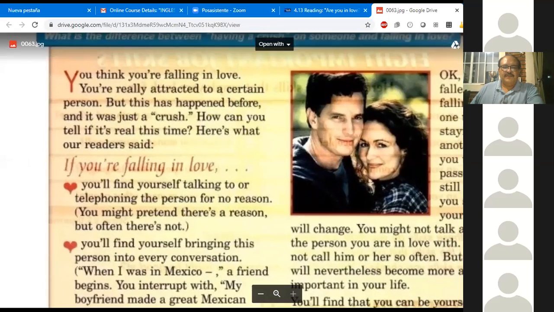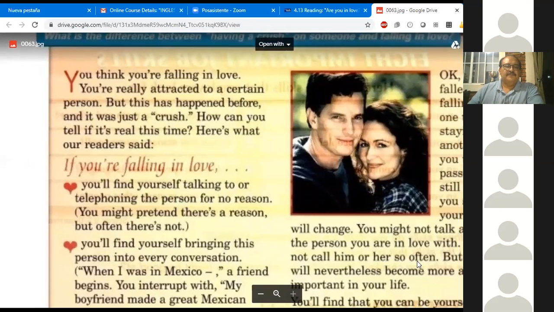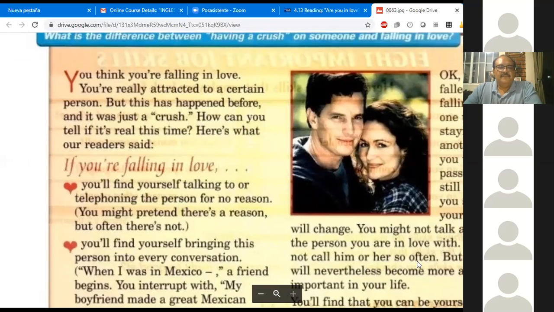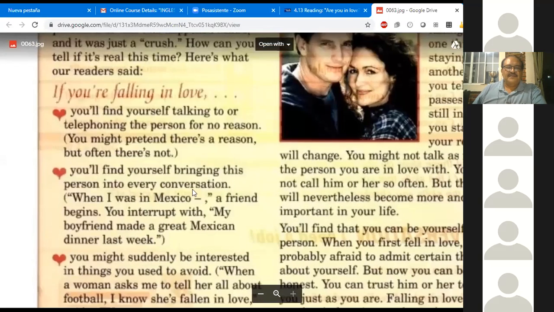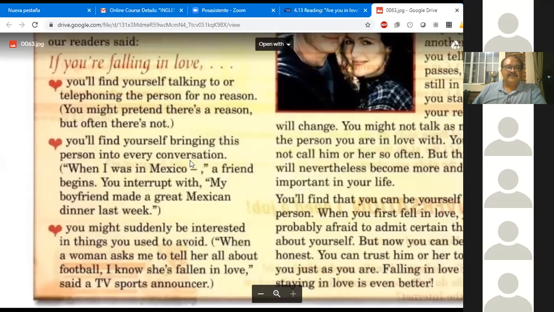Veronica, can you please read the other one? If you're falling in love, you'll find yourself talking to or telephoning the person for no reason. You might pretend there's a reason, but often there's not. Okay, this is another one, right? So when you start to fall in love is when you want to be with that person or listen to that person all the time, right? But after that, you don't want to see her or him, okay?